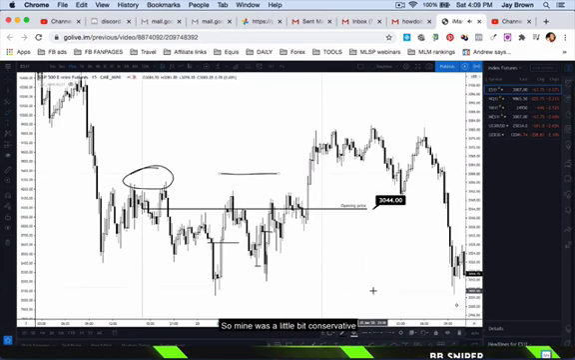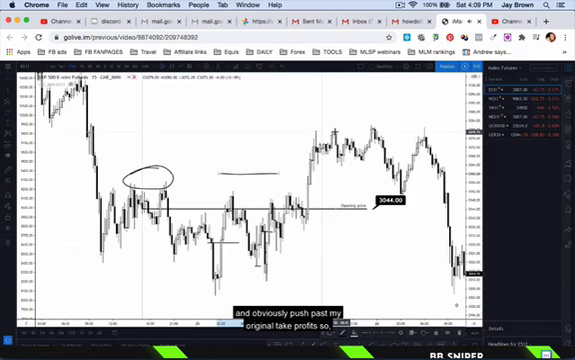So mine was a little bit conservative because it did push past my entry and obviously pushed past my original take profit. So again, this was not the sexiest trade that I've taken, but nonetheless, it's still experience. So I'll walk you through it really quickly one more time. We anticipated that this would be a bullish day. We bought well below our opening price, and price was able to go to the original take profit, which was above the opening price, right?